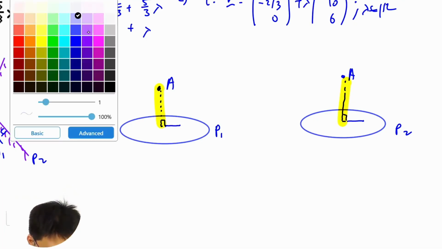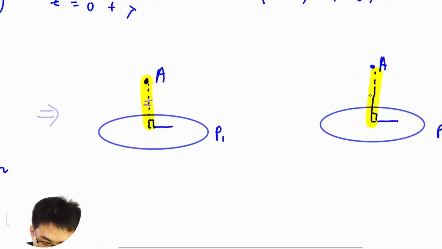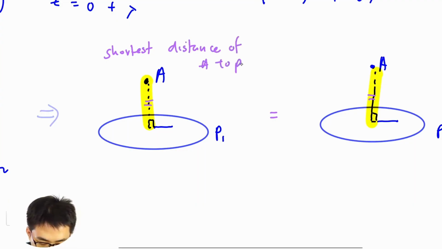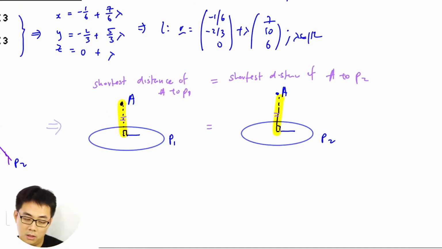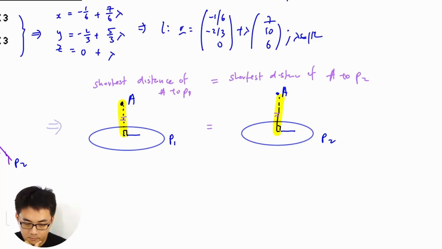So you can simplify this. The shortest distance of A to P1 equals the shortest distance of A to P2. Any question here? How do you find the shortest distance from a point to a plane? You'll know how to find it, right? I think it's page 21, if not mistaken.